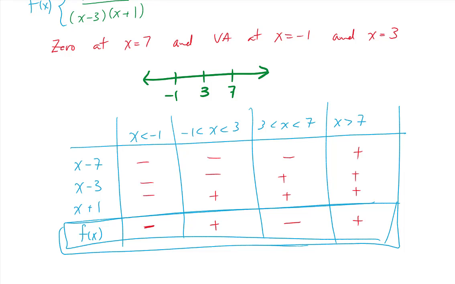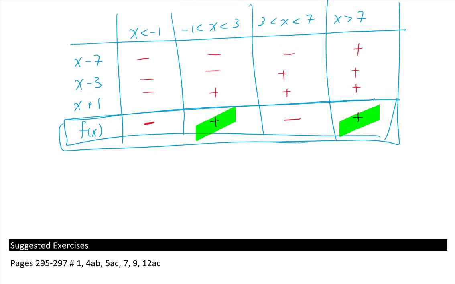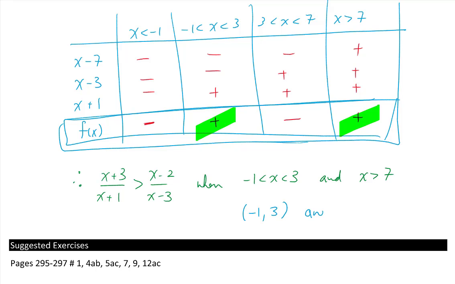So again, we're looking for when this is greater than 0. So we can see it's greater than 0 in these two intervals. So let's conclude. So again, I've shown you one way using interval notation and a second way using set notation. Here are a few questions for you to try, and good luck.